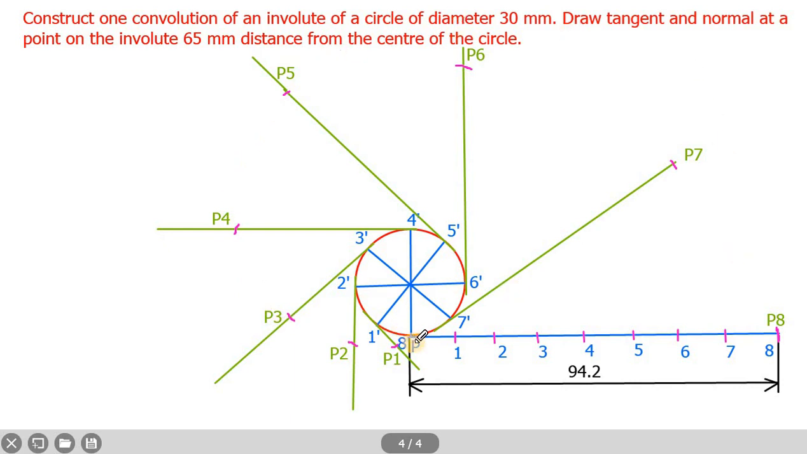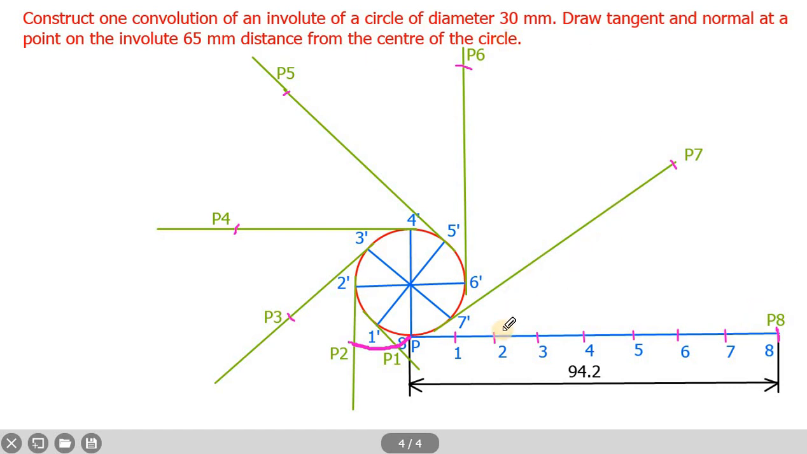So now take a pencil, smoothly join P and P1, that is 8 dash and P1. Then P1 to P2, then P2, P3. So like that you should join all the curves smoothly to form the involute. Take an HB pencil, join 8 dash P1, then P1 to P2. So like this you can join all the arcs smoothly to form an involute.